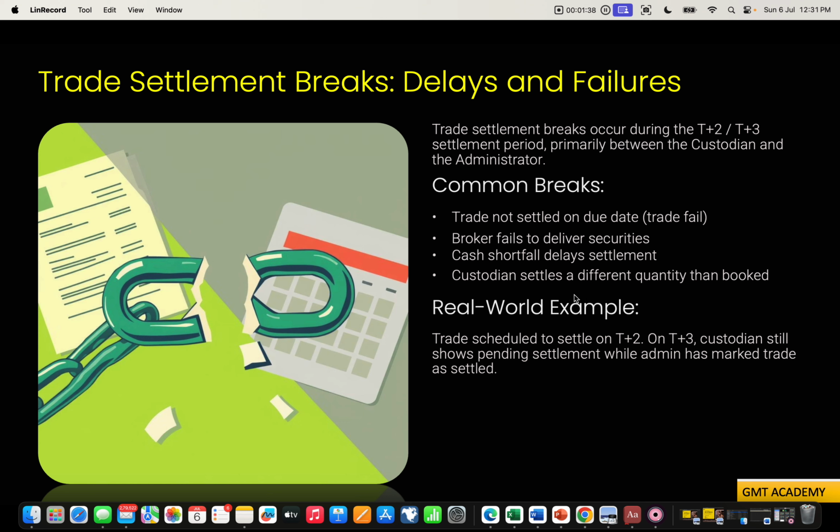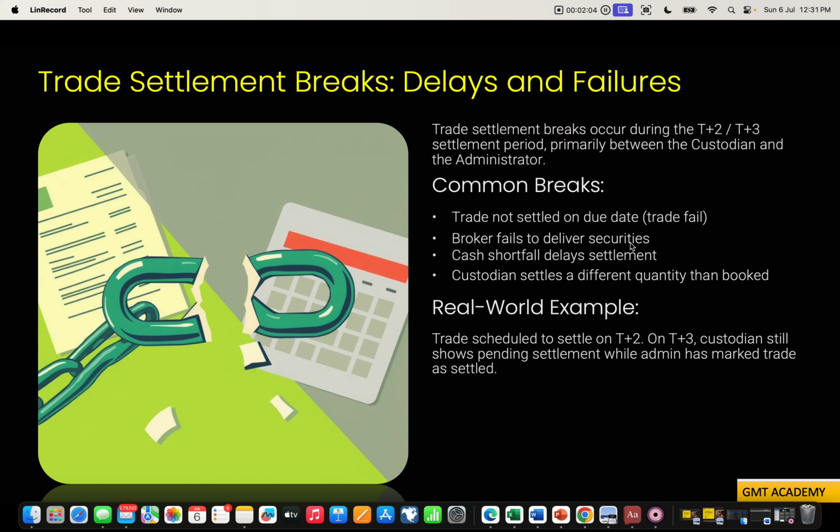Common breaks are the trade not settling by the due date, the broker failing to deliver the security, a cash shortfall delaying settlement, or the custodian settling a different quantity than the books. For example, they want to settle 1,000 quantity, but they settle only 500. Due to that we get a break.